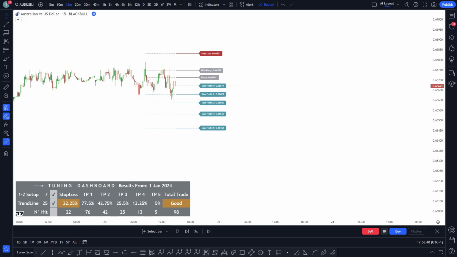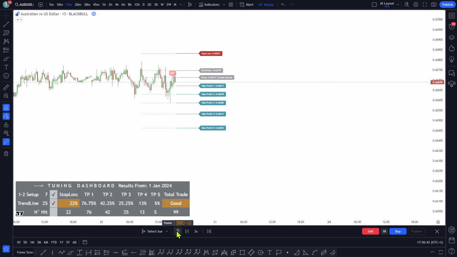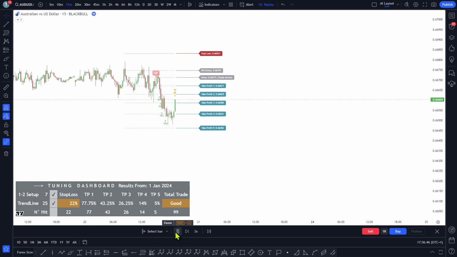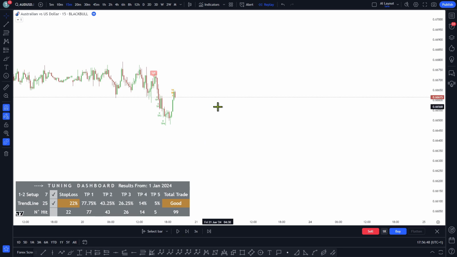So let's play this out. In this case, I'm not sure if we're going to see that liquidity grab. So no, we got filled immediately to take profit 4 and possibly 5. Now we went back to break even.